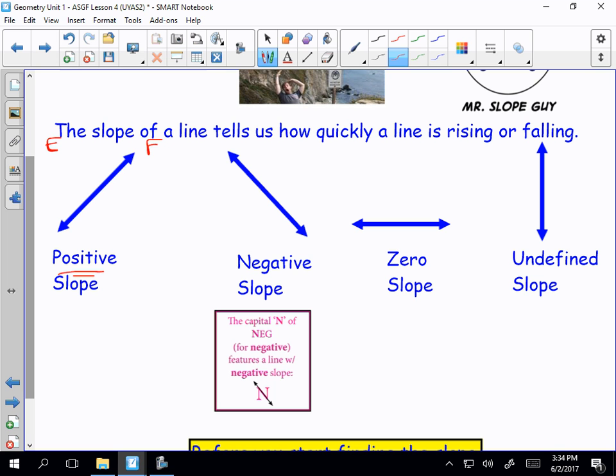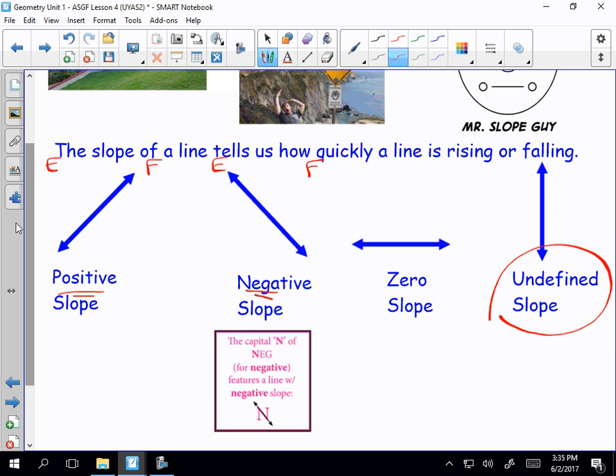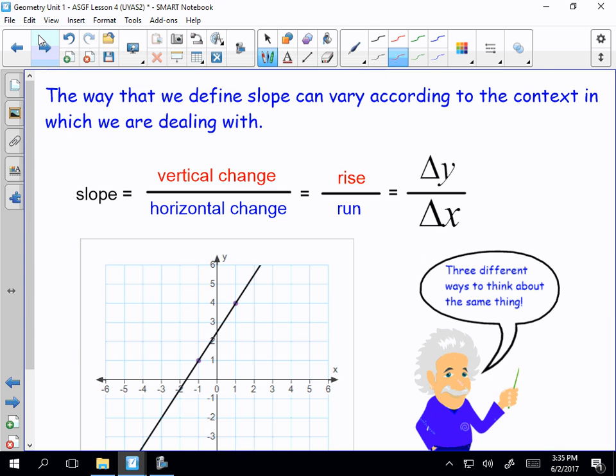It's going uphill from left to right, and that's also positive. A negative slope is like pointing to the empty on the gas gauge, which gives us a negative situation. Zero slope is flat, like a table. And then we do have an undefined slope, which is actually a vertical line. We'll see why that's undefined when we look at the formula. Before you start doing your calculations, you should always look at the line and know what type of slope you're looking for overall.